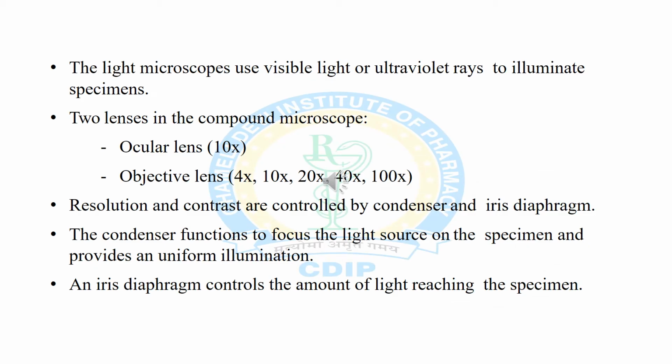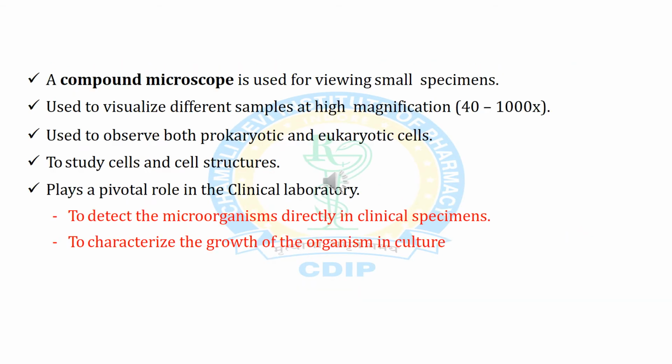Light microscopes use visible light or ultraviolet rays to illuminate a specimen. The two lenses in the compound microscope are the ocular lens, 10x, and the objective lens, 4x, 10x, 20x, 40x and 100x. Resolution and contrast are controlled by the condenser and iris. The condenser functions to focus the light source on the specimen and provides uniform illumination. An iris diaphragm controls the amount of light reaching the specimen. So this is the structure of the compound microscope.